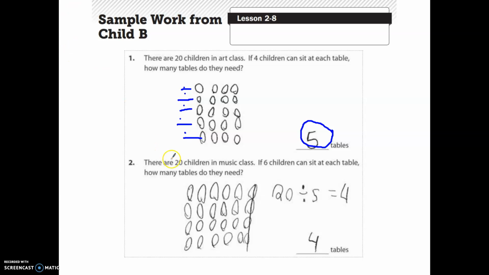This child solved the problem in a little bit interesting way. Again, he's got his tables, but we know we have 6 children. So 1, 2, 3, 4, 5, 6. Okay, so he did rows of 6 for his array. And he did 4 rows, but then he realized that, hey, this is too many. So he took some away and realized I'm still going to need the 4 tables.